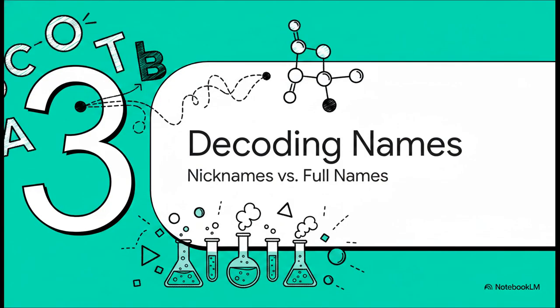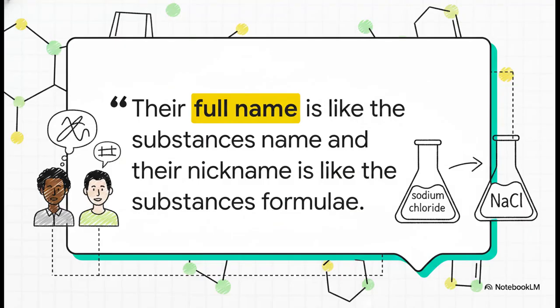Section 3. Decoding chemical names. Nicknames versus full names. Okay, this is where the magic really happens. We are going to translate our chemical alphabet into full sentences. I absolutely love this explanation from the Siyavula textbook. Think about what you call your friends, right?